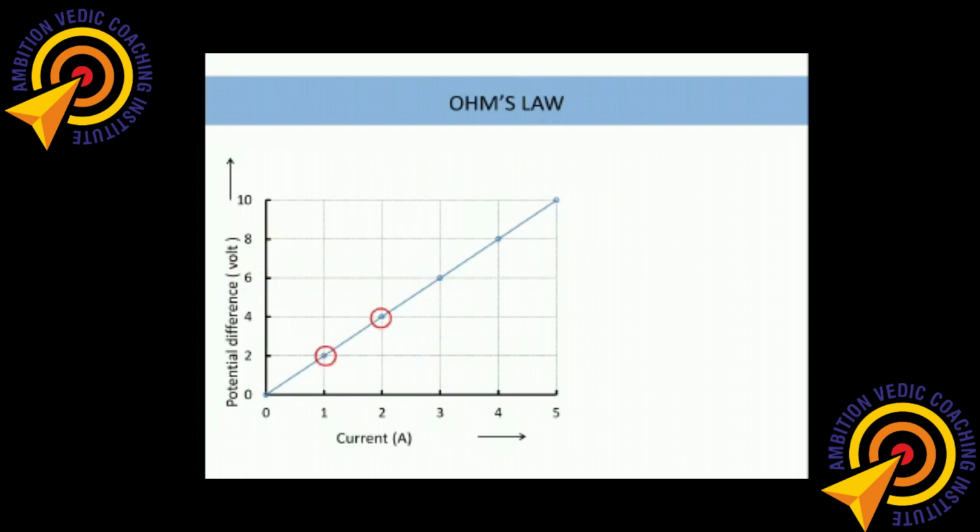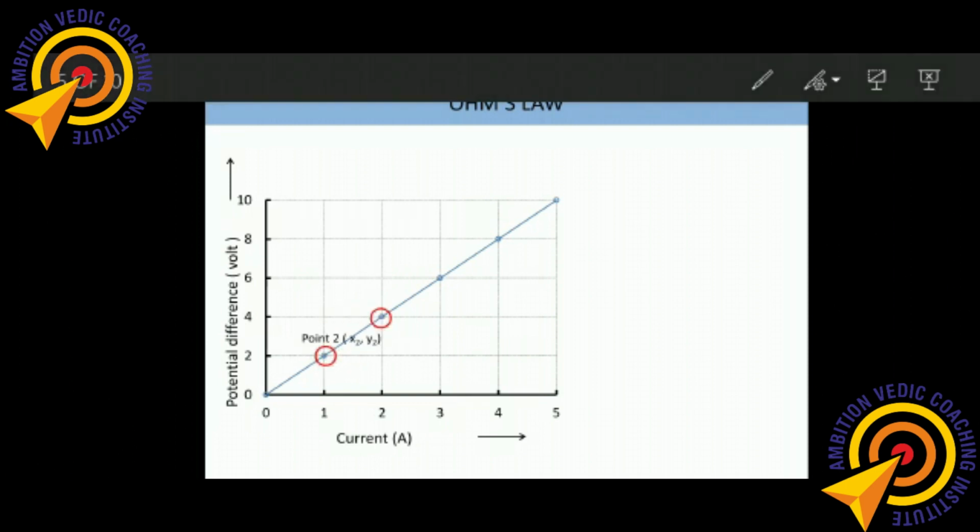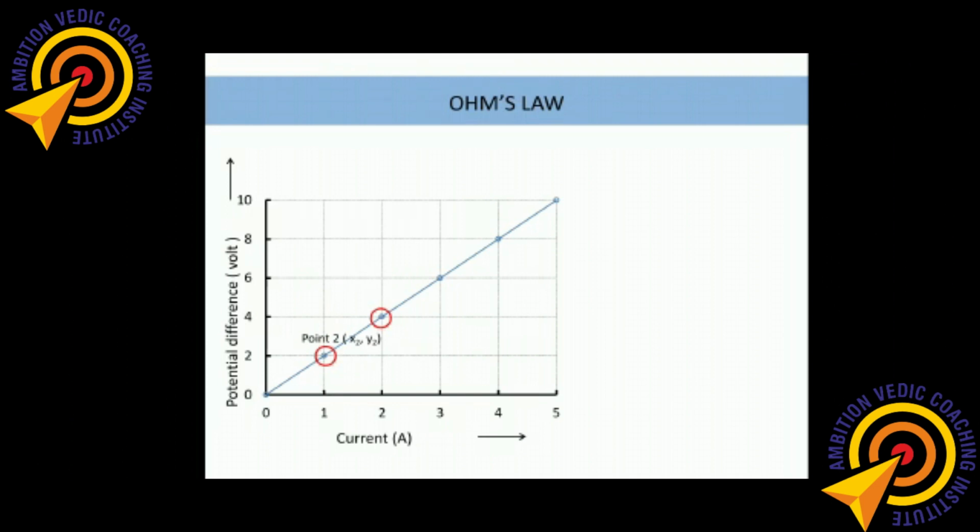Now if we want to calculate the resistance of the wire from the graph, we have to first pick 2 points. We have selected here point number 1 and point number 2. So the coordinates of the second point will be x2, y2, and x3, y3 on the y-axis and x-axis.